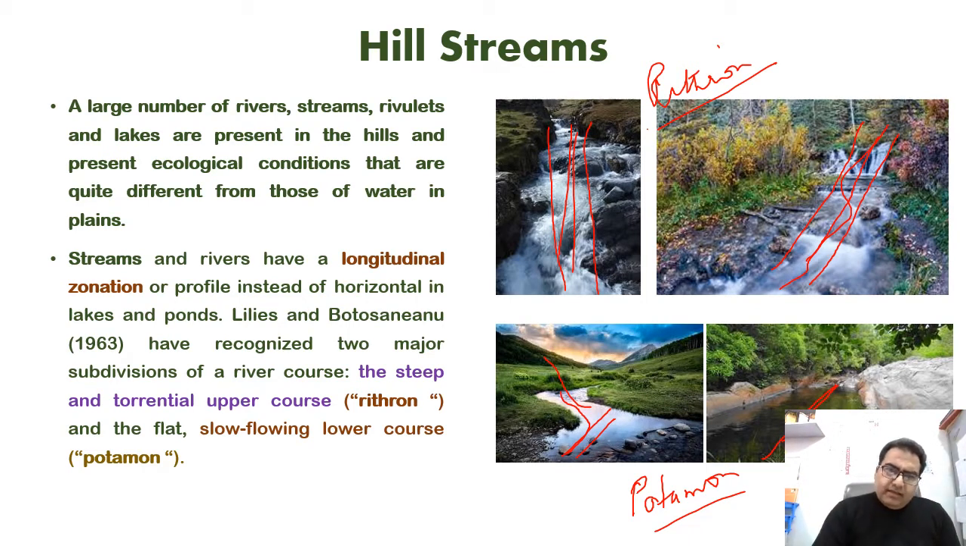So that is why these hill streams are quite different from those of the plains. And this rhithron zone differs from the potamon zone in geomorphology, in physicochemical properties, in the nature of the substratum, in the biota present, and in the bacterial density present. So the rhithron and potamon zones of a stream are quite different from one another.